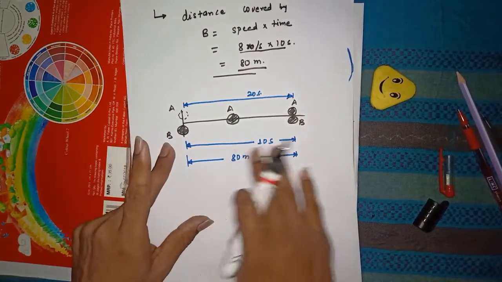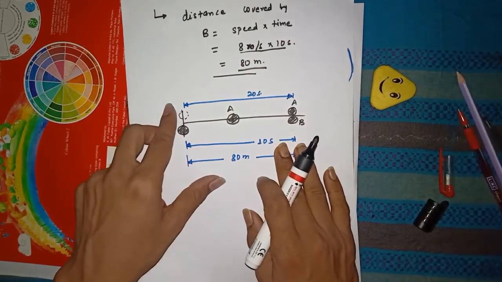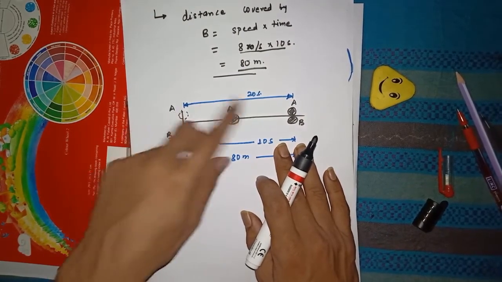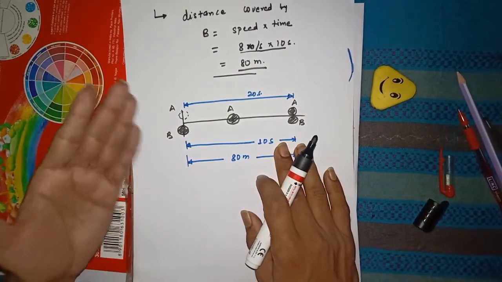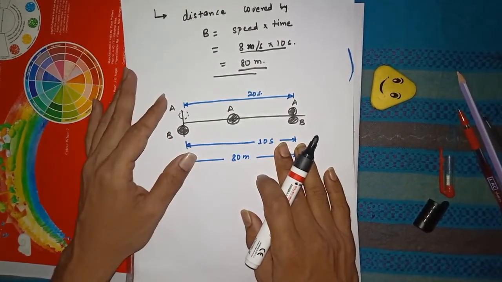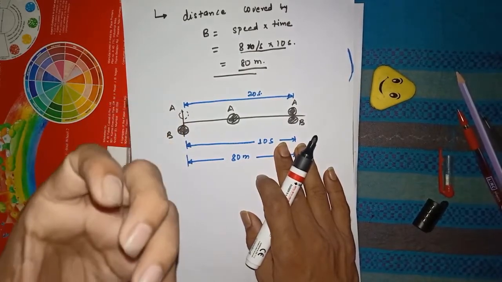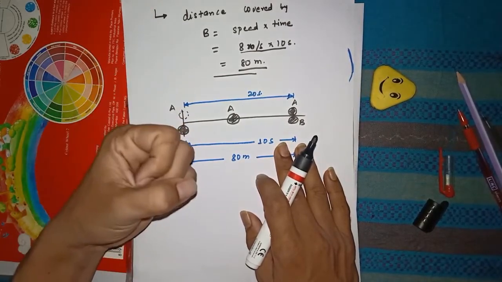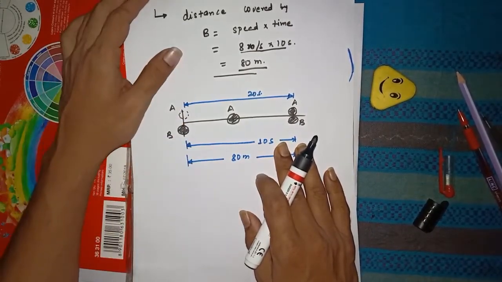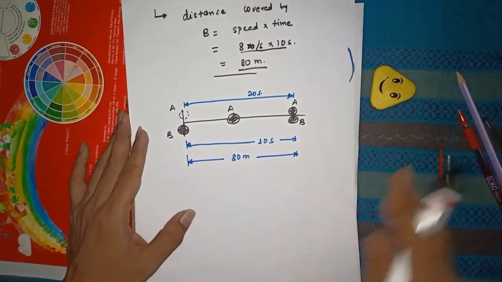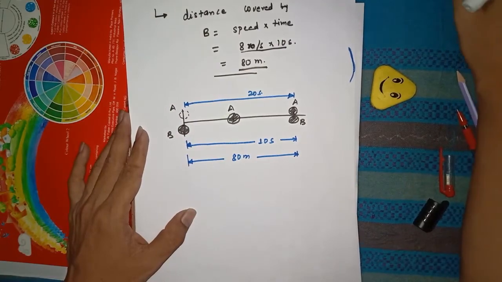But the time taken by B is 10 seconds only, and the time to catch at the point of catching is 20 seconds for A. Have you got my point? So this is the case, a police thief case, when velocity or speed is constant for both of them. But what happened when one has acceleration and another has constant speed?